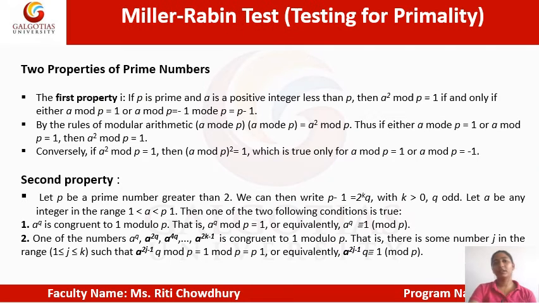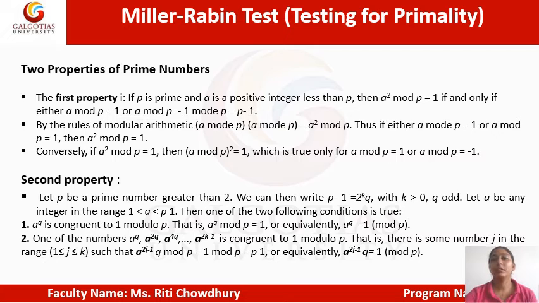So likewise we can test, and there are two properties of prime numbers that are being used. The first property says if p is a prime and a is a positive integer less than p, then a square mod p is equal to 1 if and only if a mod p is equal to 1, or a mod p is equal to minus 1, which is p minus 1. You can take any example to verify whether this is possible or not.